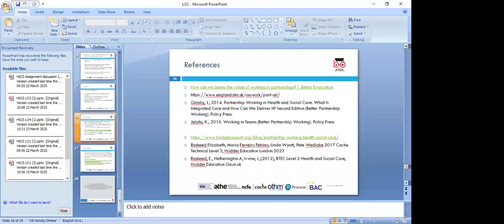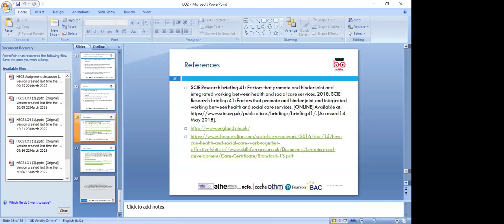You can find references on your model, whether you want to look into the NHS England UK, Class BJ 2014, Rashid E. Heritage A. Irvin. You can look at the Bridge Support Org. These are all the information that you can look into to gather more information. There's SCI Research Briefing, the NHS England I've mentioned, and various that you can look into.